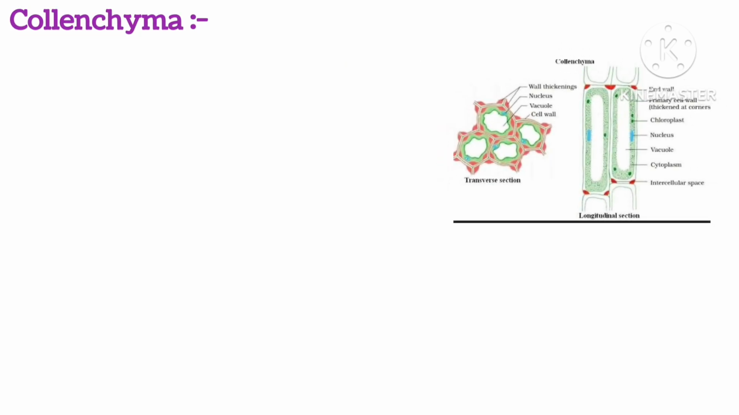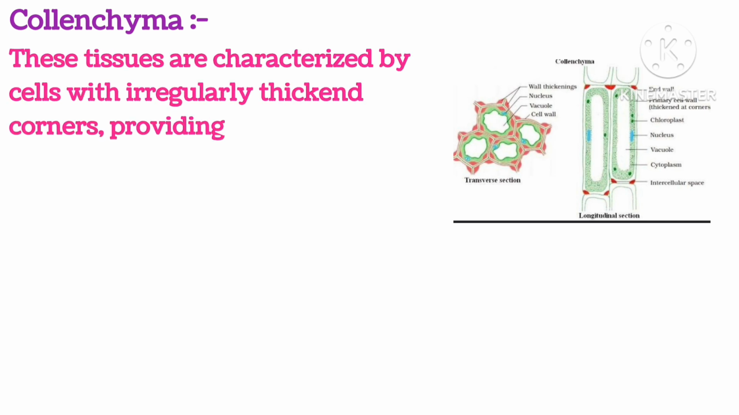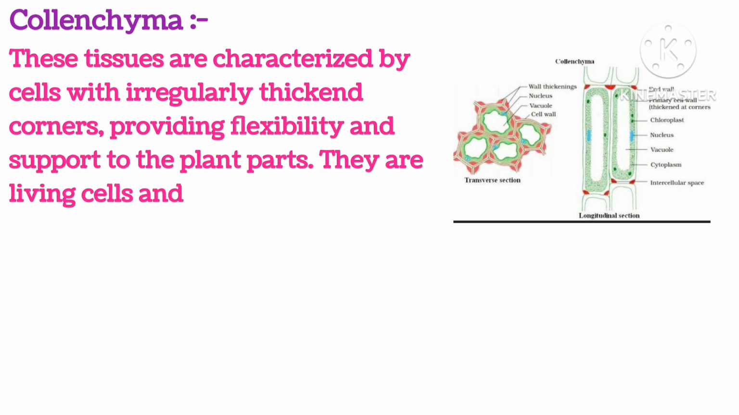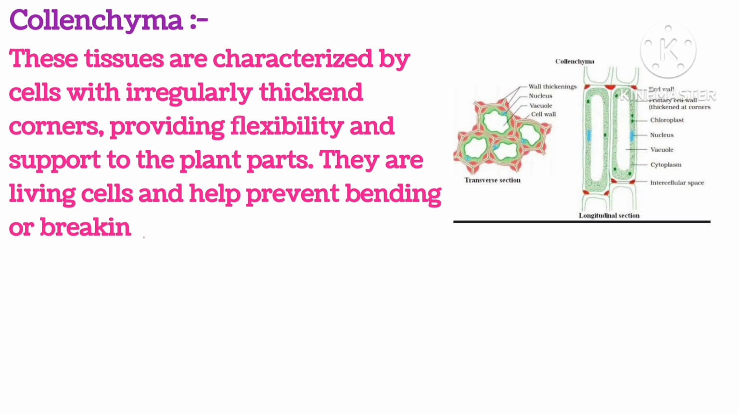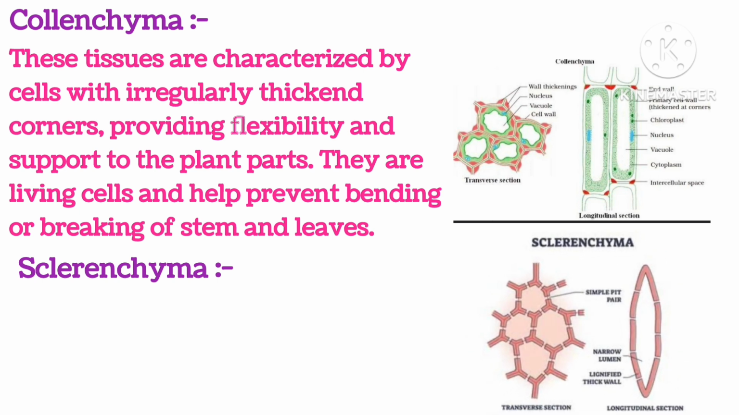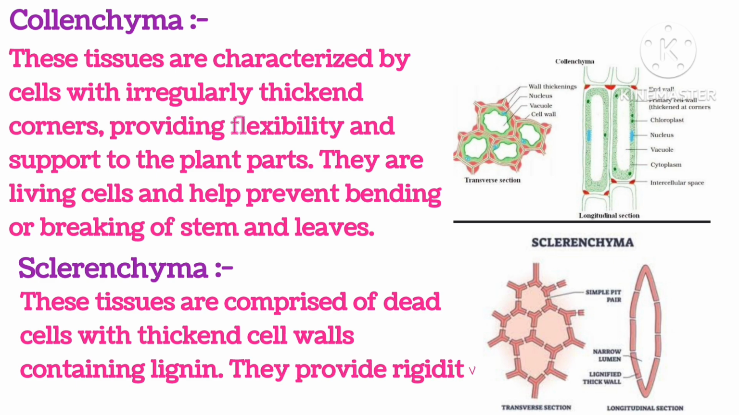Collenchyma. These tissues are characterized by cells with irregularly thickened corners providing flexibility and support to the plant part. They are living cells and help prevent bending or breaking of stems and leaves. Sclerenchyma. These tissues are comprised of dead cells with thickened cell walls containing lignin. They provide rigidity and support to plant structure.